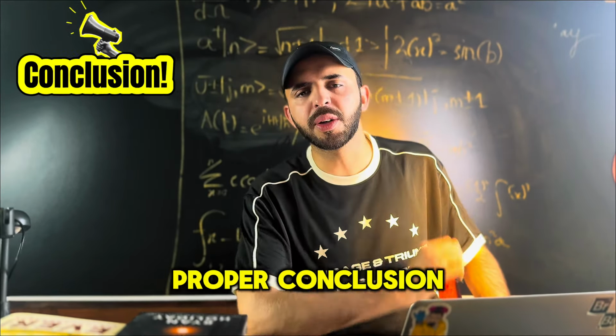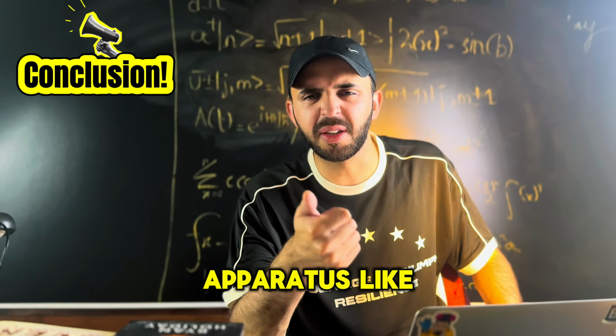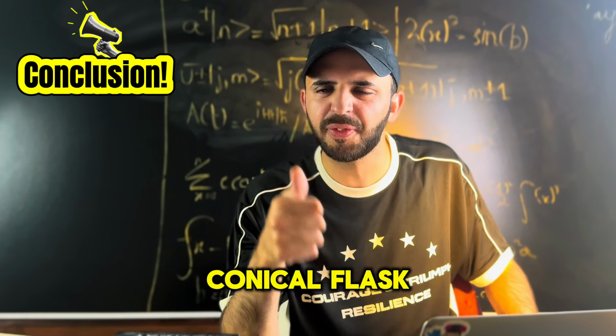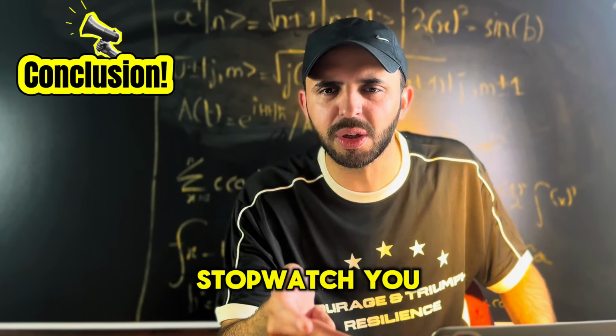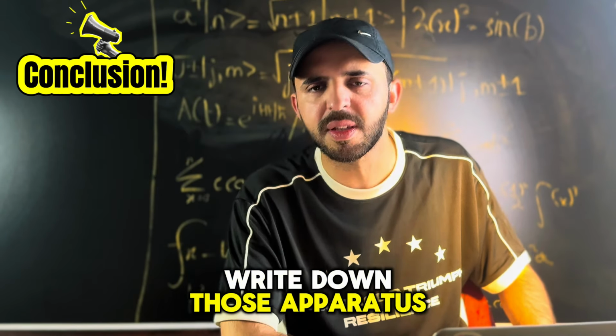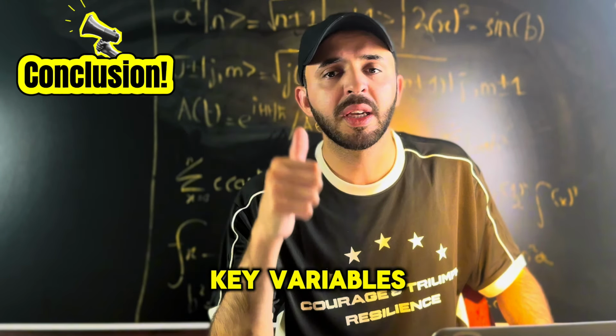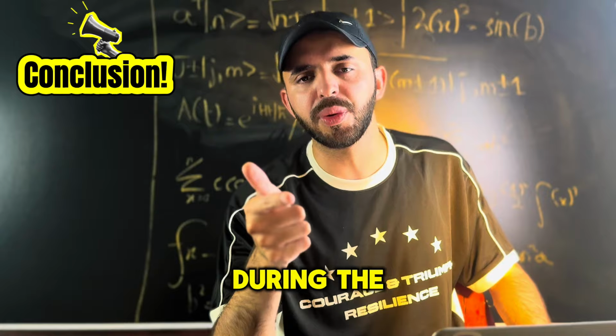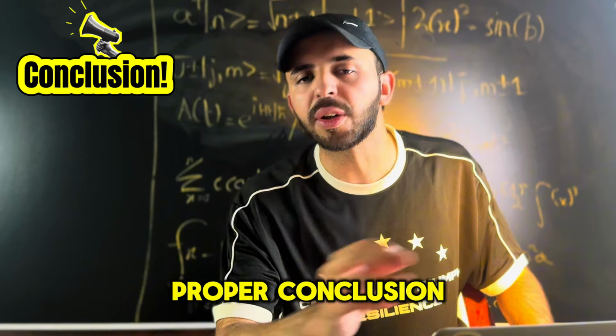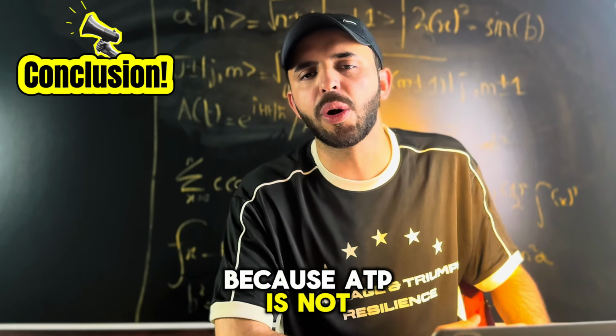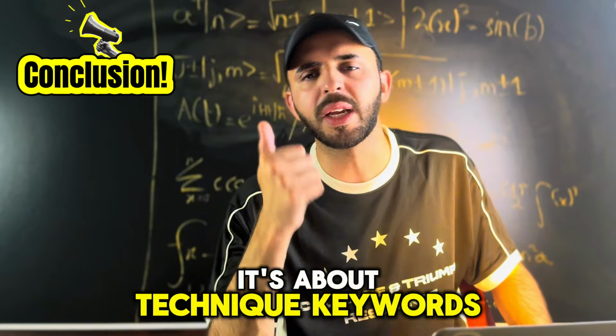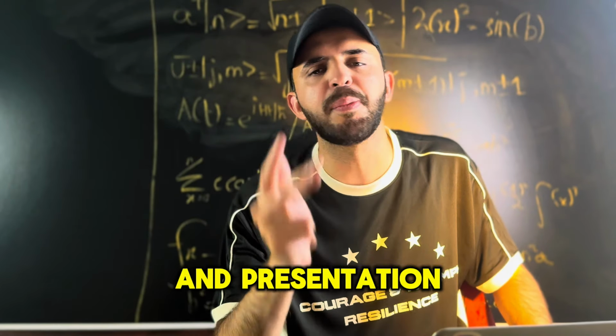Students miss this. So at the end, you need to write a proper conclusion with keywords, operators like measuring cylinder, conical flask, thermometer, stopwatch. You need to write down those operators. Key variables, the things that you need to keep constant during the experiment, and a proper conclusion. Because ATP is not rata or theory, it's about technique, keywords, and presentation.